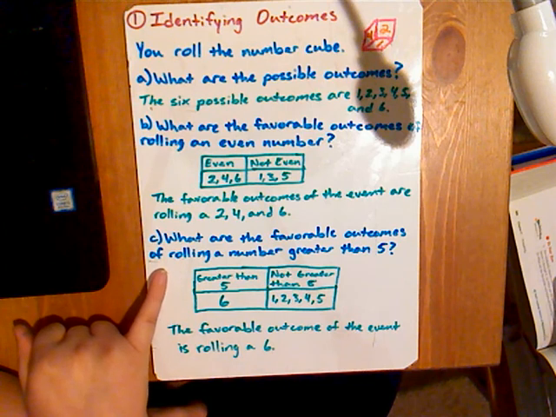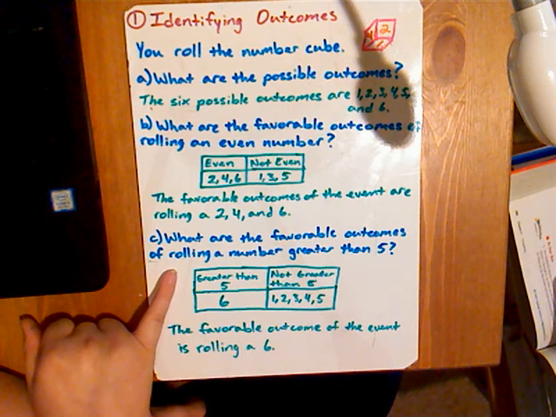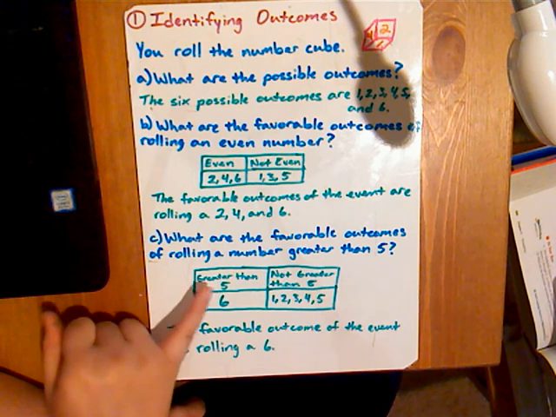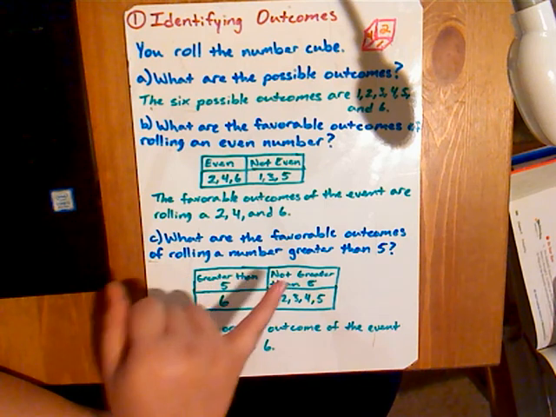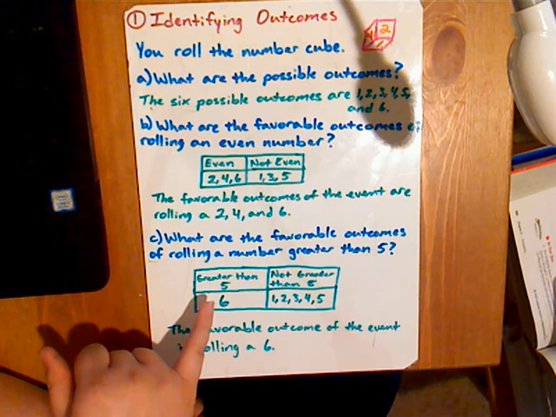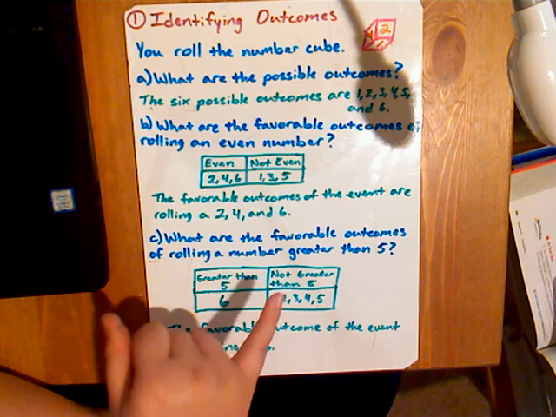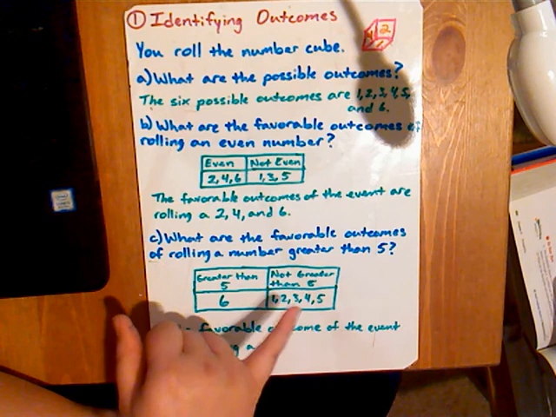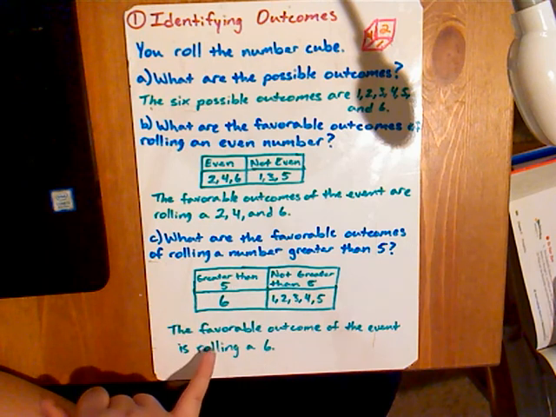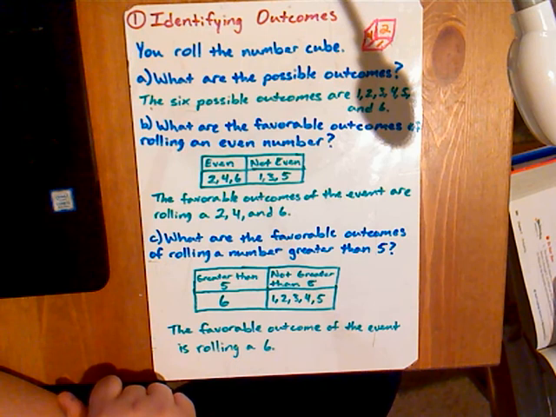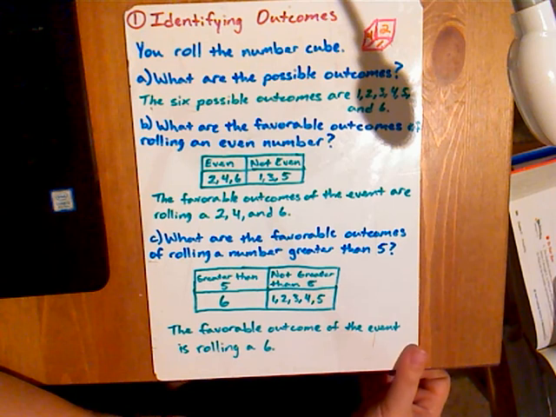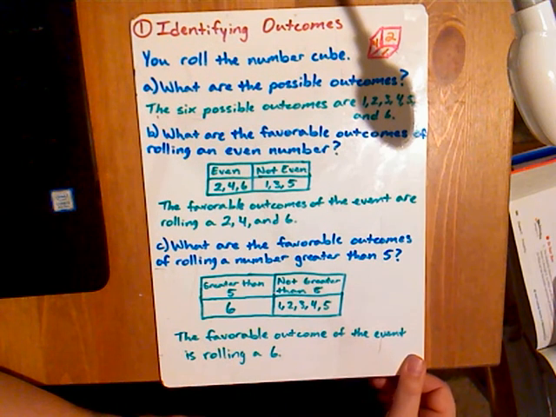And then letter C wants to know what are the favorable outcomes of rolling a number greater than 5. In our table here, we've got greater than 5 and not greater than 5. The only number on a number cube that is greater than 5 is 6, and the numbers that are not greater than 5 are 1, 2, 3, 4, and 5. So the favorable outcome of this event is rolling a 6. That's just identifying the different outcomes.